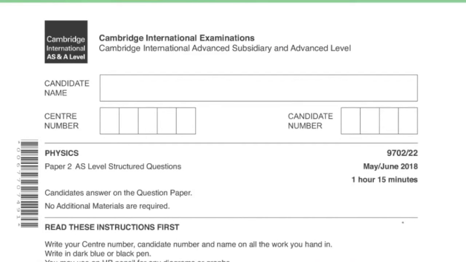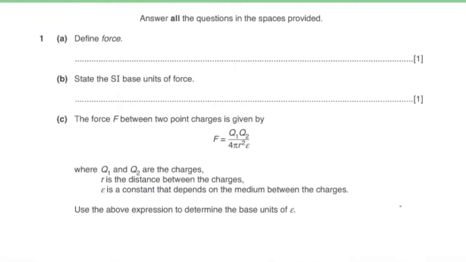Today I'll be solving Physics Paper 2 AS Level Structured Questions 9702 Paper 2 Variant 2 May June 2018. Question number 1, Part A, define force. So you need to write force in terms of change in momentum. So force is rate of change of momentum.